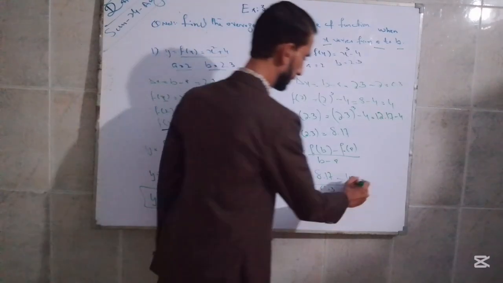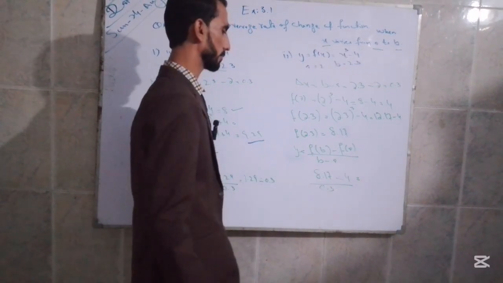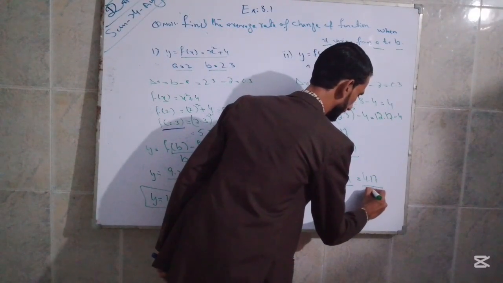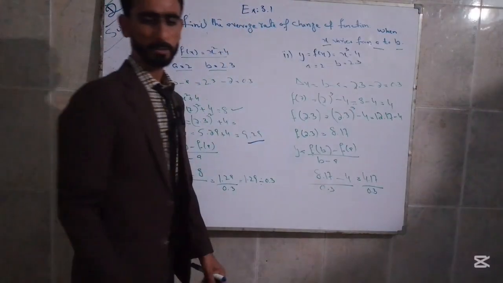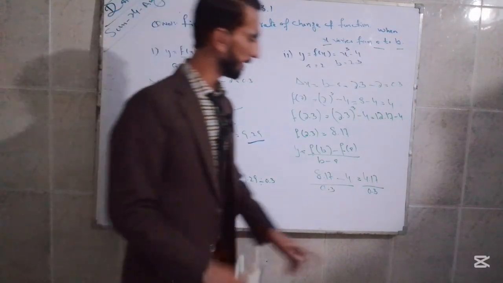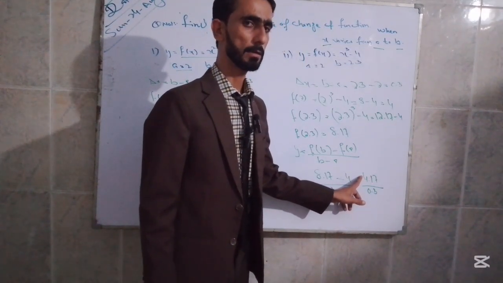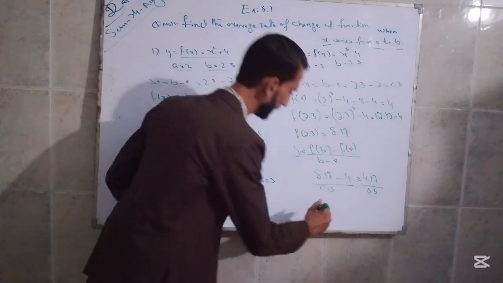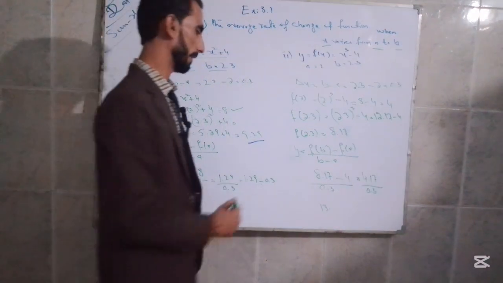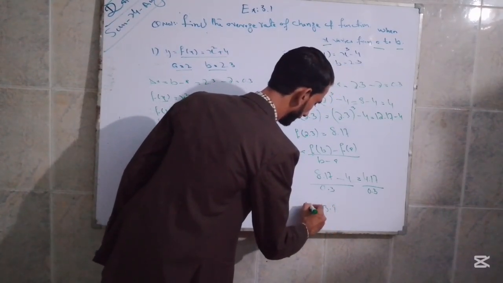Okay, now 8.17 minus 4 is what? The remainder is 4.17 upon 0.3. Now when we divide 4.17 by 0.3, the result is 13.9. Okay, this is the required answer to the given question.